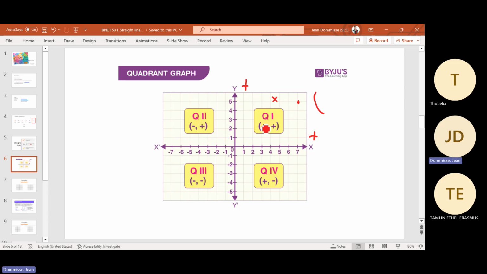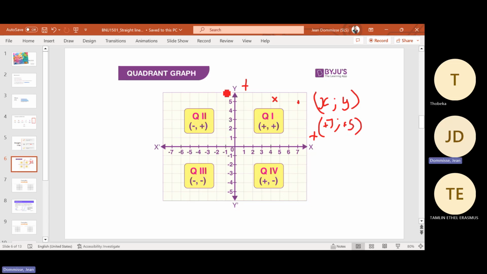And remember, your points are always x and y. So for that one, it would have been 7 and 5. So if I give you a graph, always remember that the point in quadrant 1 is both always positive.